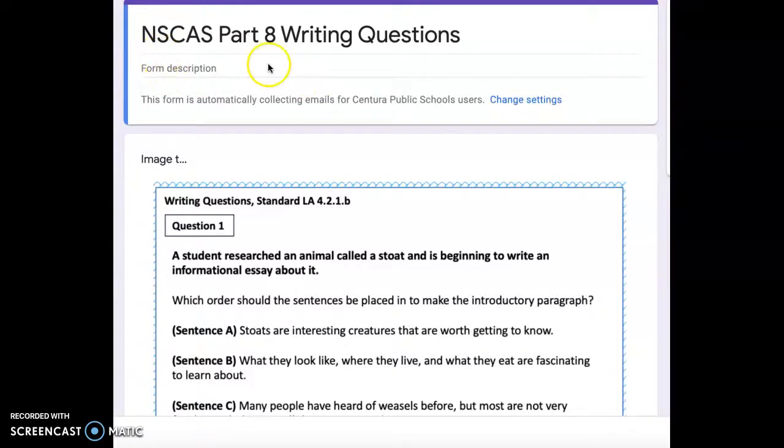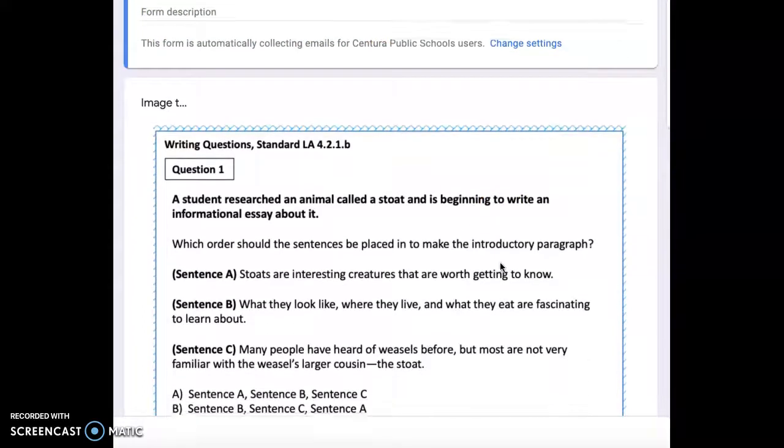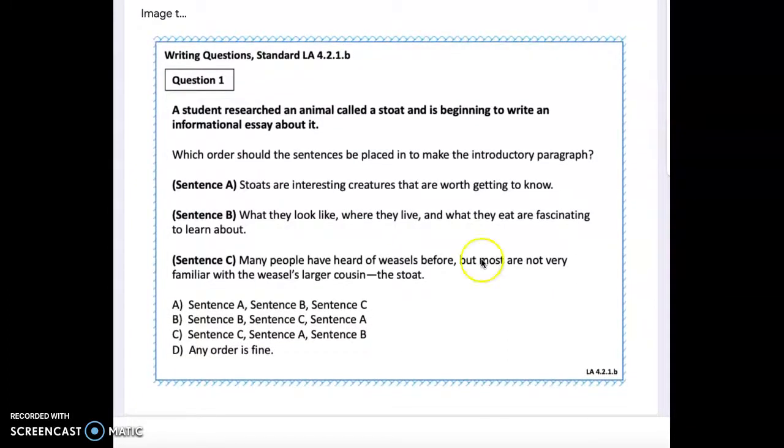All right, here's NSCAS Part 8 Writing Questions. You are going to be reading the question and then doing what it says as if you were writing. So here it wants you to put the sentences in order as if you were making an introductory paragraph.